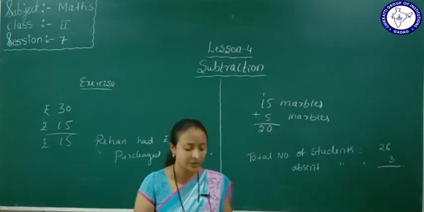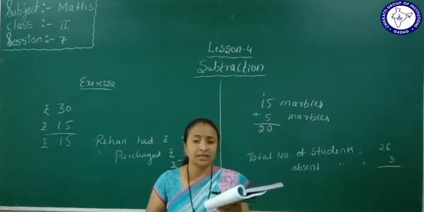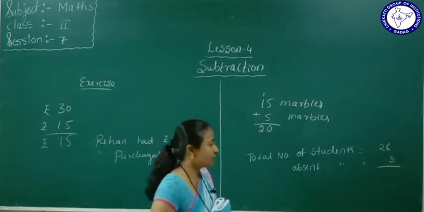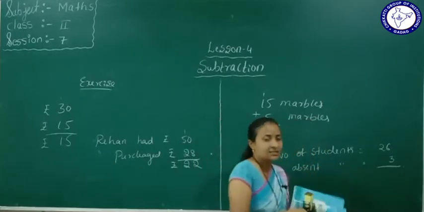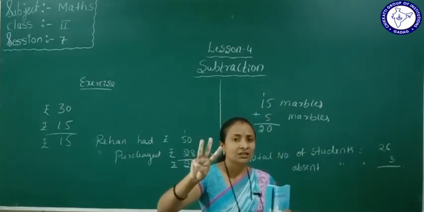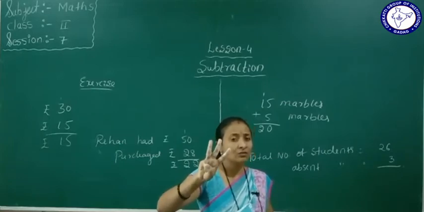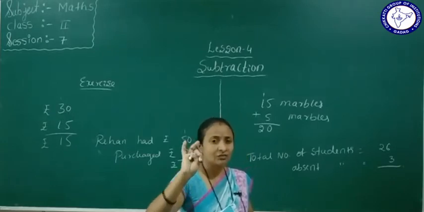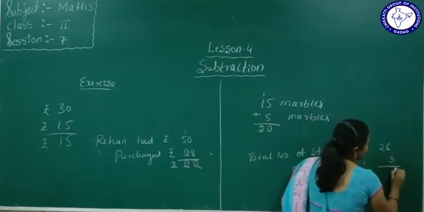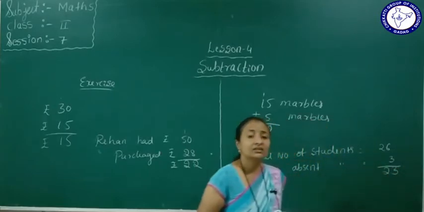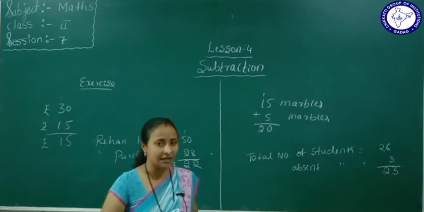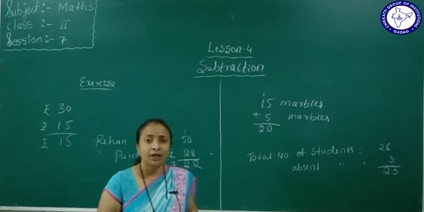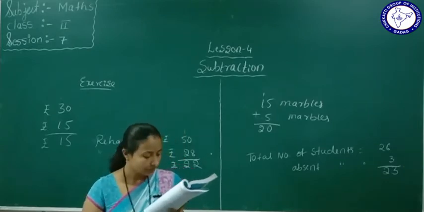So what will we do now? How many students are present in the class? Totally, how many students are present in the classroom? From 26 we remove 3. 26, 25, 24, 23 removed. Remaining 23 students are present that day in the classroom. Understood? You did this orally. Okay, next one.